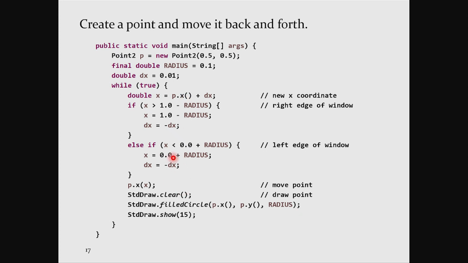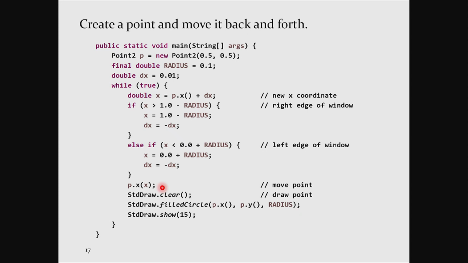If I'm moving left, then I have to check, is it going off the left-hand side of the screen? The left-hand side of the screen is x equals 0, so I have to take into account the radius. So if x is less than the radius, I'm just going to set the x-coordinate equal to the radius. In other words, I'm going to stop it at the left-hand side of the screen, and then I'm going to reverse its direction. Because dx in this case is negative, so now I'm going to make it positive. And then I'm going to set the coordinates of the point to the new value of x.